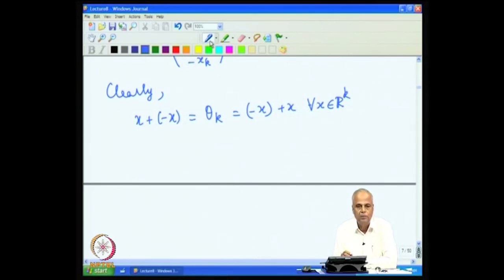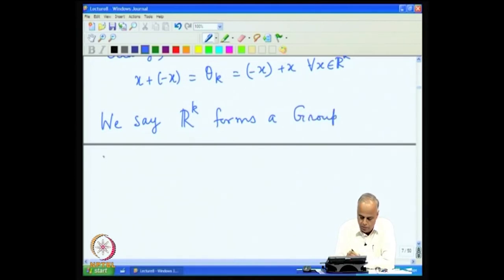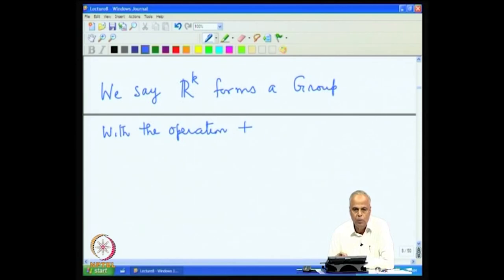When we have these three properties together with the fact that x plus y belongs to R^k for every x and y, we have what is known as the notion of a group. We say R^k forms a group with the operation plus that we have defined. So, basically the real numbers form a group. The addition of two real numbers is a real number. There is the 0 real number and every real number has a negative real number, which is such that x plus minus x is 0. All these properties induce corresponding properties on R^k and therefore, the group structure of R induces the group structure on R^k.